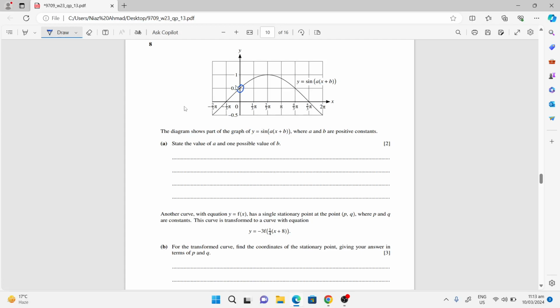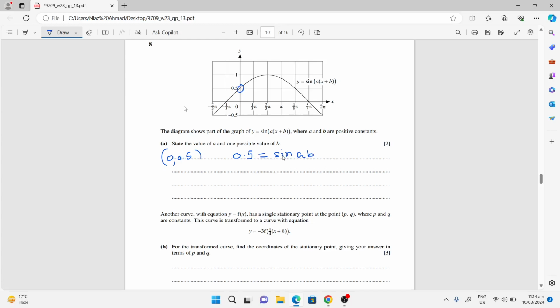Taking the point (0, 0.5), where this graph cuts the y-axis, that is the y-intercept of 0.5 with x equal to 0. So if y equals this expression, I can plug in the value of y: 0.5 equals sine of b. Sine of ax becomes sine of b when x is 0.